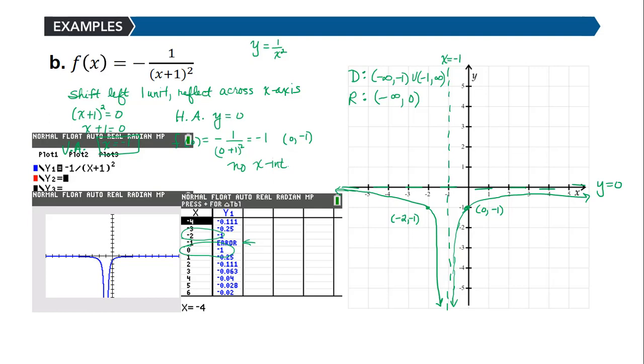Now if you needed end behavior, we could say that as x goes to infinity, y is approaching 0. As x goes to -infinity, y is approaching 0 also, right? So that's what's happening at the left and right end of our graph. As x goes to -1 from the left, so on the left side of our vertical asymptote, the graph goes down. So we say y goes to -infinity. And as x goes to -1 from the right, so the right side of our vertical asymptote, the graph is also going down to negative infinity.